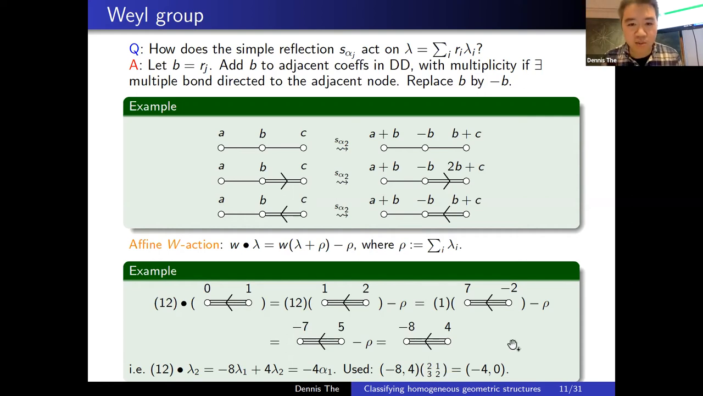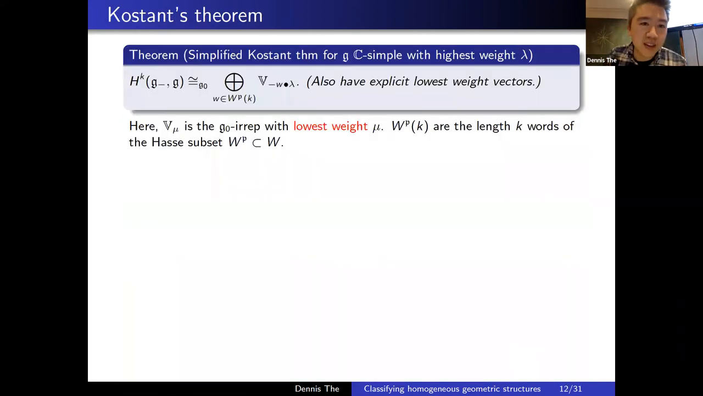So one has these diagrammatic rules here. How is this actually relevant to what I'm talking about today? That's Kostant's theorem. This is a simplified version for G being complex simple and having highest weight lambda. It's the following. The kth cohomology group is, as a G0 module, a direct sum of a bunch of irreducible G0 representations. And what Kostant's theorem does is it describes the lowest weight for each of these irreducible representations. The number of irreducible representations is parameterized by a certain subset of the Weyl group. Kostant's theorem does more. It also gives you explicit lowest weight vectors, and I'll explain the relevance of that later.